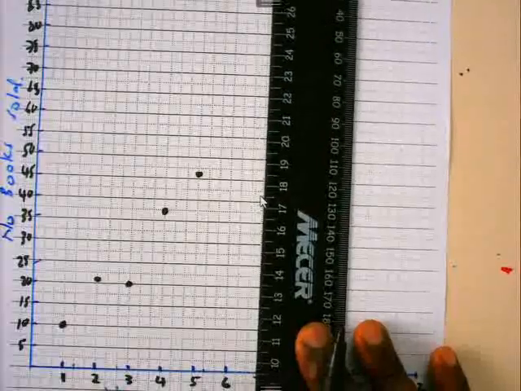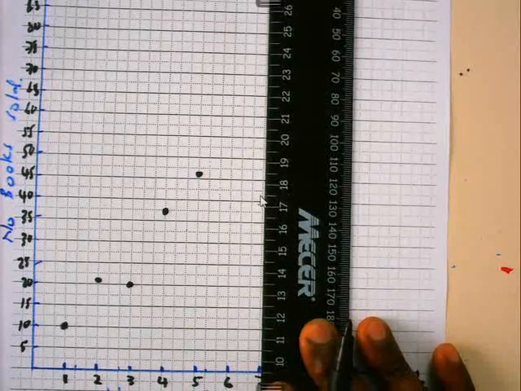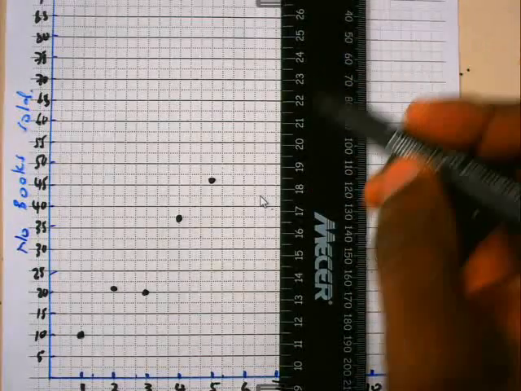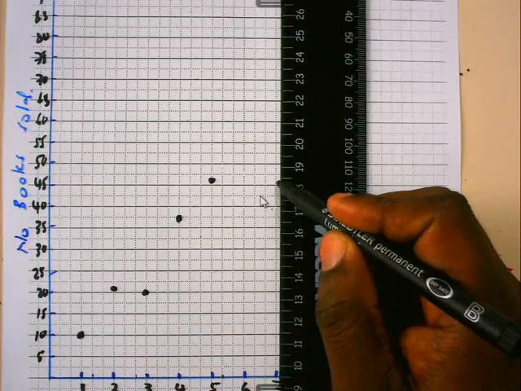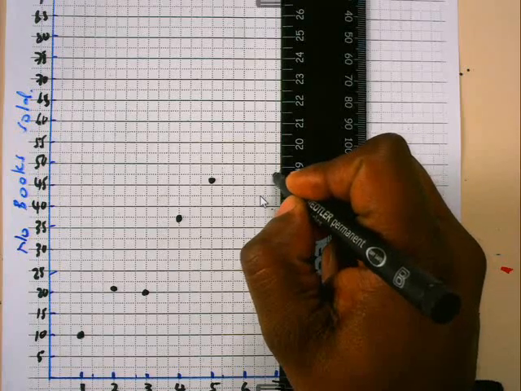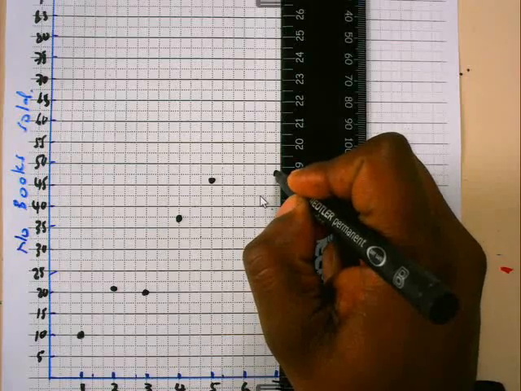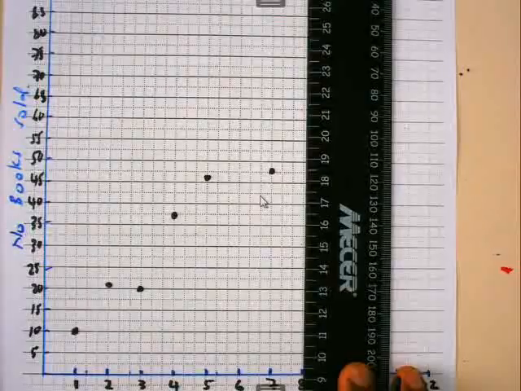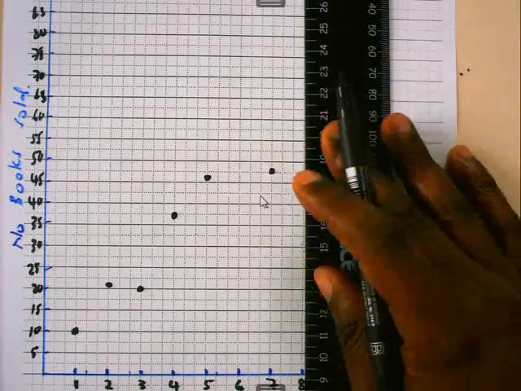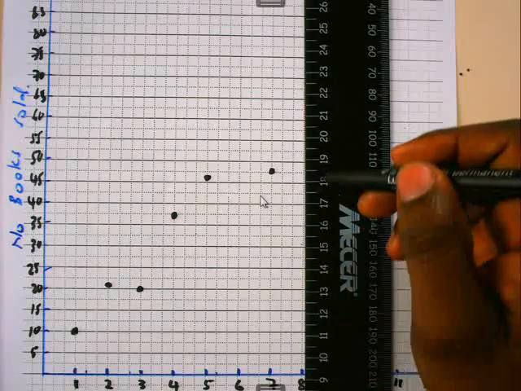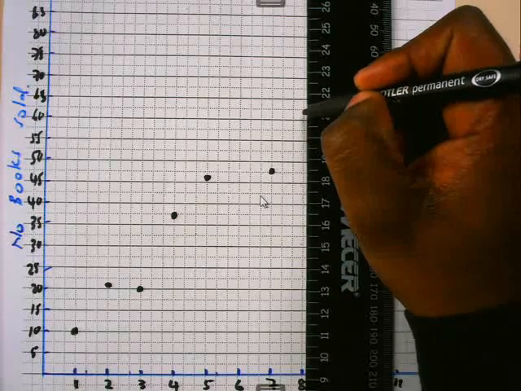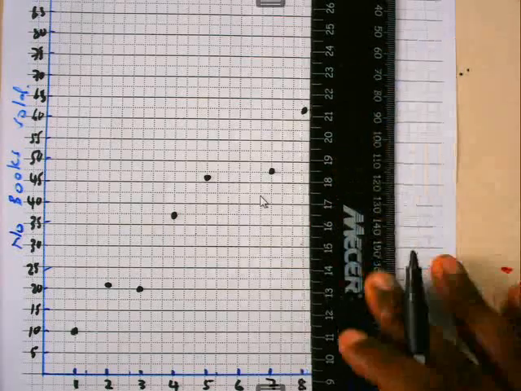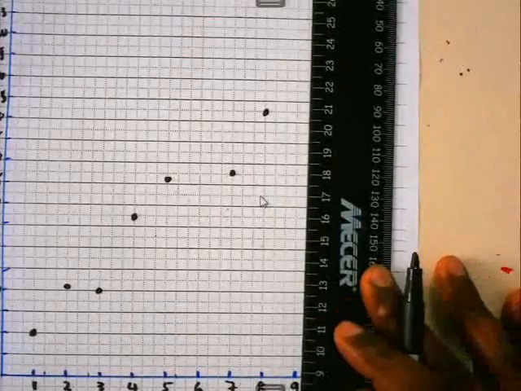And the 7th month, we continue until the 12th month. On a scatter plot, the 7th month is 48. 7, it goes to 45, 46, 47, somewhere there is 48. The 7th month, good. And the 8th month, the ruler makes things very easy for me to plot my points. The 8th month is 62, 8, and then I go straight up to 62. Here is 60, and 62 will be somewhere there. 62 there, good.